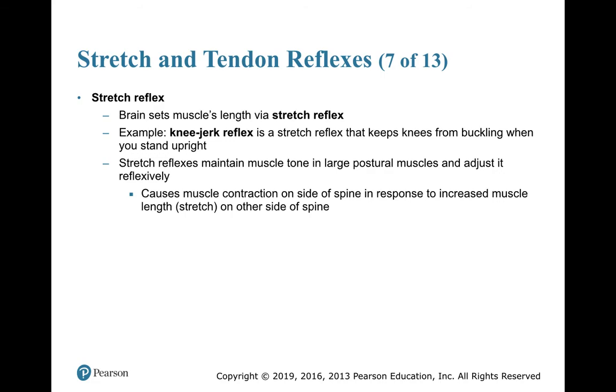Stretch reflex. The brain sets the muscle's length through a stretch reflex. A good example of this is the knee-jerk reflex, the stretch reflex that keeps the knees from buckling when you stand up straight. The stretch reflexes maintain muscle tone in large postural muscles and adjust it reflexively. They cause a muscle contraction on one side of the spine in response to an increased muscle stretch on the other side of the spine.